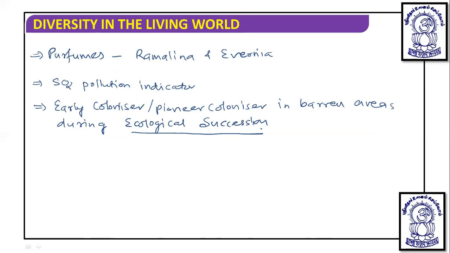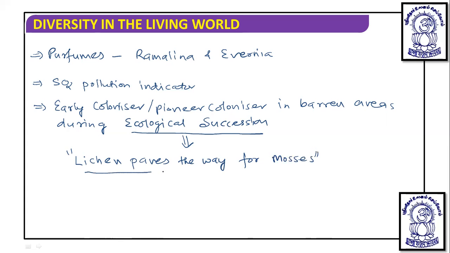Then one community comes that enriches the nutrient content of the soil, and that allows the growth of another species. But in these barren, rocky areas, during ecological succession, the first species able to grow is the lichen. Because of this, lichens are known as early colonizers or pioneer colonizers. After lichen, mosses grow in that area. So we also write one important statement here: lichen paves the way for mosses.